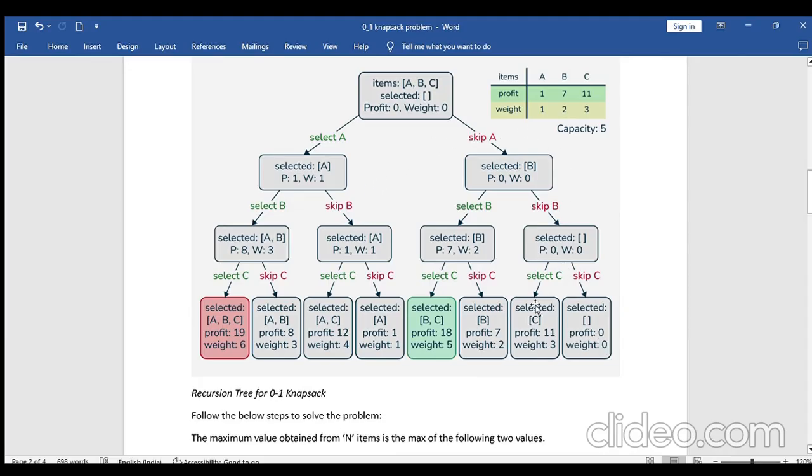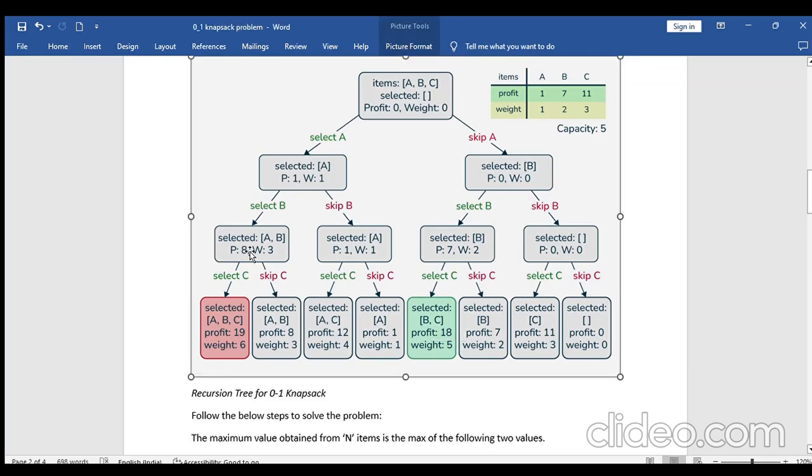From this section, the optimal solution is profit of 18, weight of 5, where B and C are considered, as it is within or equal to the capacity 5. And if we move on to selecting A, then the profit and weight is 1, 1. When we then select B, the profit and weight is 8 and 3. With B, if we select C as well, then the profit and weight for A, B, C becomes profit 19, weight 6, which is greater than the allowed capacity. So this combination cannot be considered.